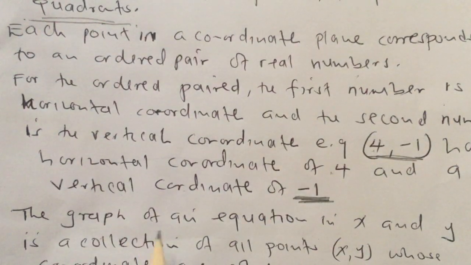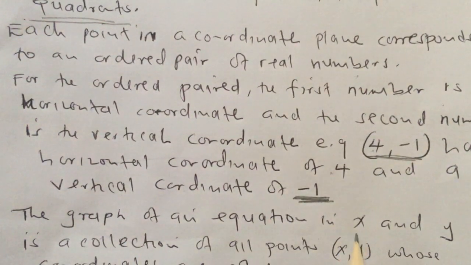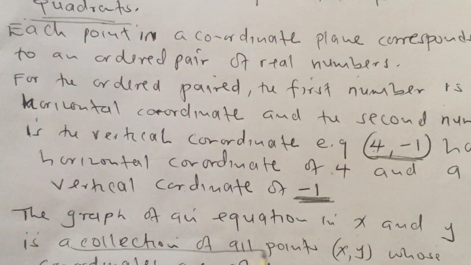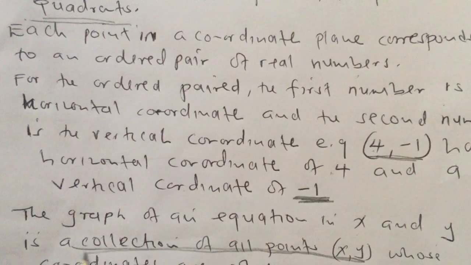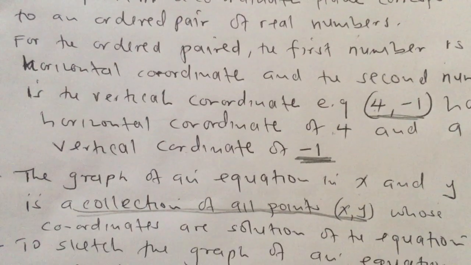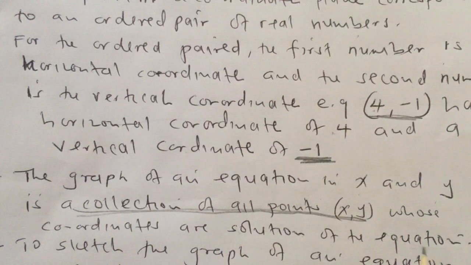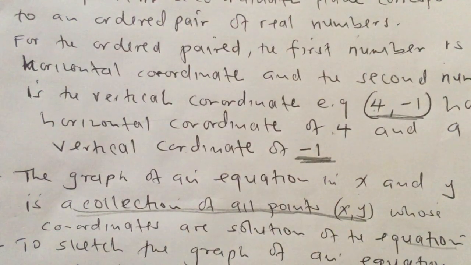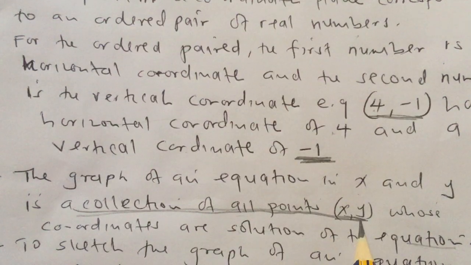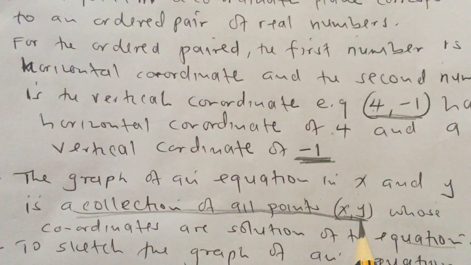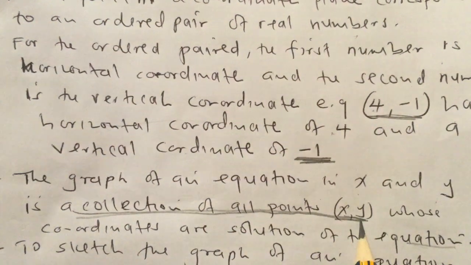Now, the graph of an equation in x and y is a collection of points (x, y) whose coordinates are solutions of the equation. I think that is a very important point to note: a graph of an equation in x and y is a collection of all points (x, y) whose coordinates are solutions of the equation.